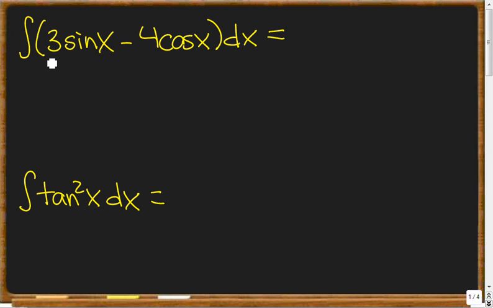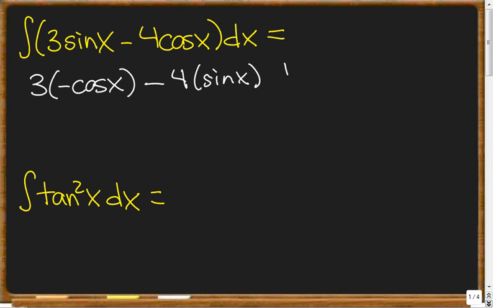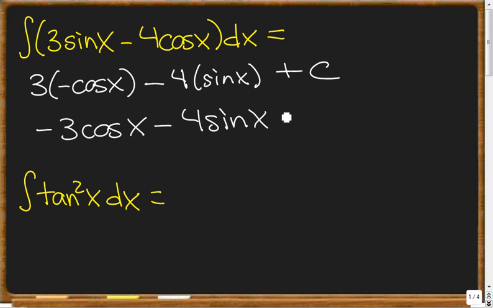So the integral of 3 sine of x, okay, it's going to be 3 times the integral of sine of x. So the integral of sine of x is negative cosine of x. We then are going to subtract 4 times the integral of cosine of x, which is sine of x. Then we have to add our plus c onto the end. So our final answer, once we simplify, is going to be negative 3 cosine of x minus 4 sine of x plus c.